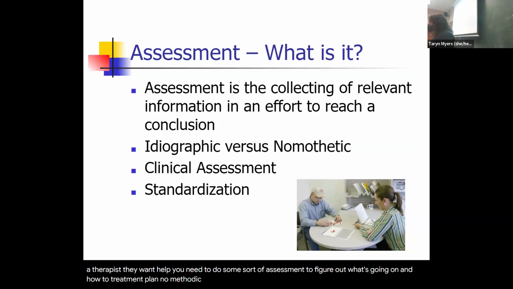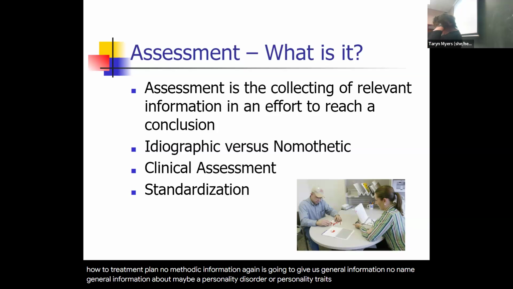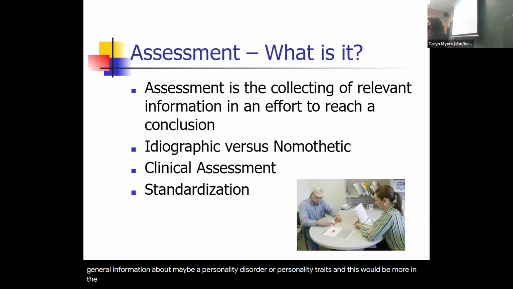Nomothetic information, again, is going to give us general information, maybe about a personality disorder or a personality trait. And this would be more in the realm of research, but again, sometimes we'll use these assessments that we're talking about for research. And so it gets a little muddled.